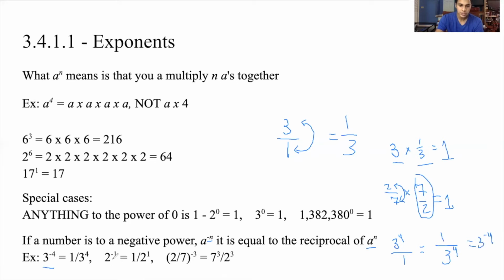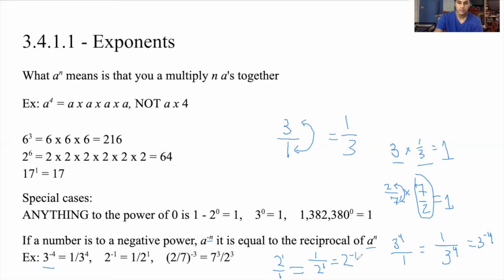Similarly, if we had 2 to the power of -1, then a to the negative n would be 2 to the -1. So therefore, a to the n would be 2 to the 1. And the reciprocal of 2 to the 1, if we put it over 1, we can see this more easily: 1 over 2 to the 1. So therefore, 1 over 2, because 2 to the 1 is 2, would be equal to 2 to the power of negative 1.